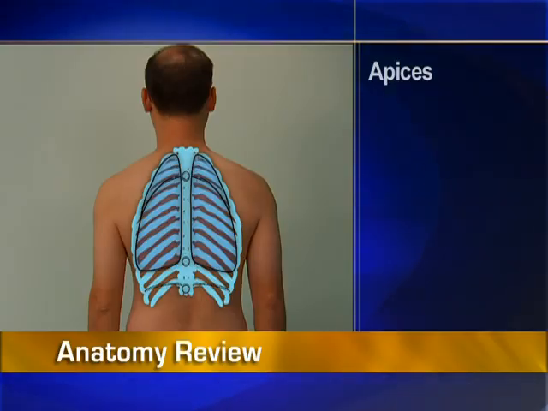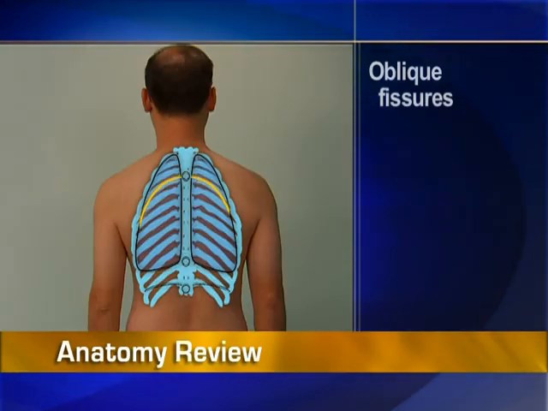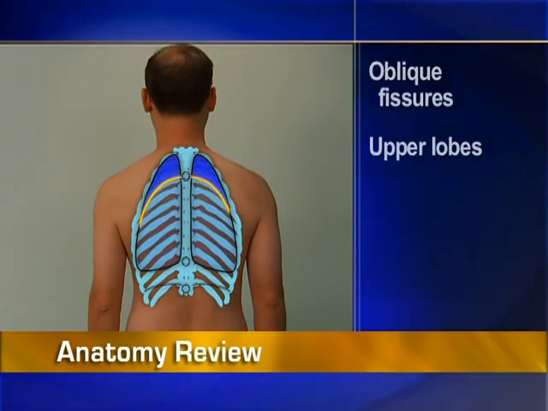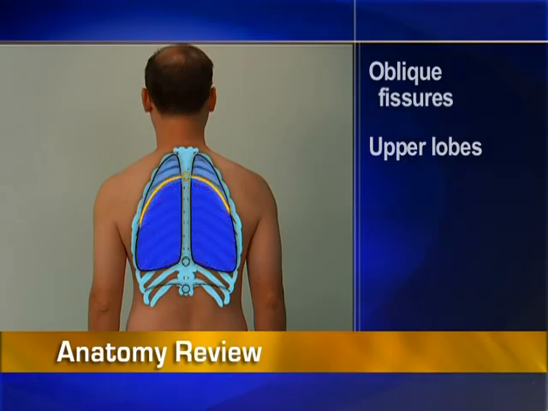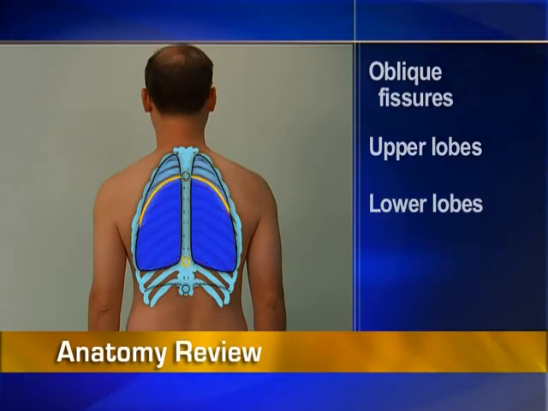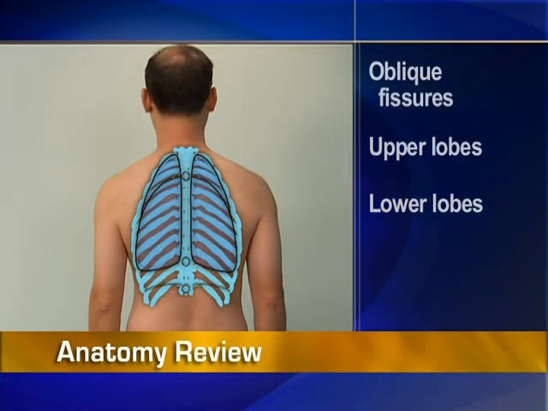Posteriorly, the apices reach C7. The oblique fissures divide both lungs into the upper lobes, which run from T1 to T3 or T4, and the lower lobes, which run down to T10 on expiration and T12 on inspiration. Note that the posterior chest is almost all lower lobes.